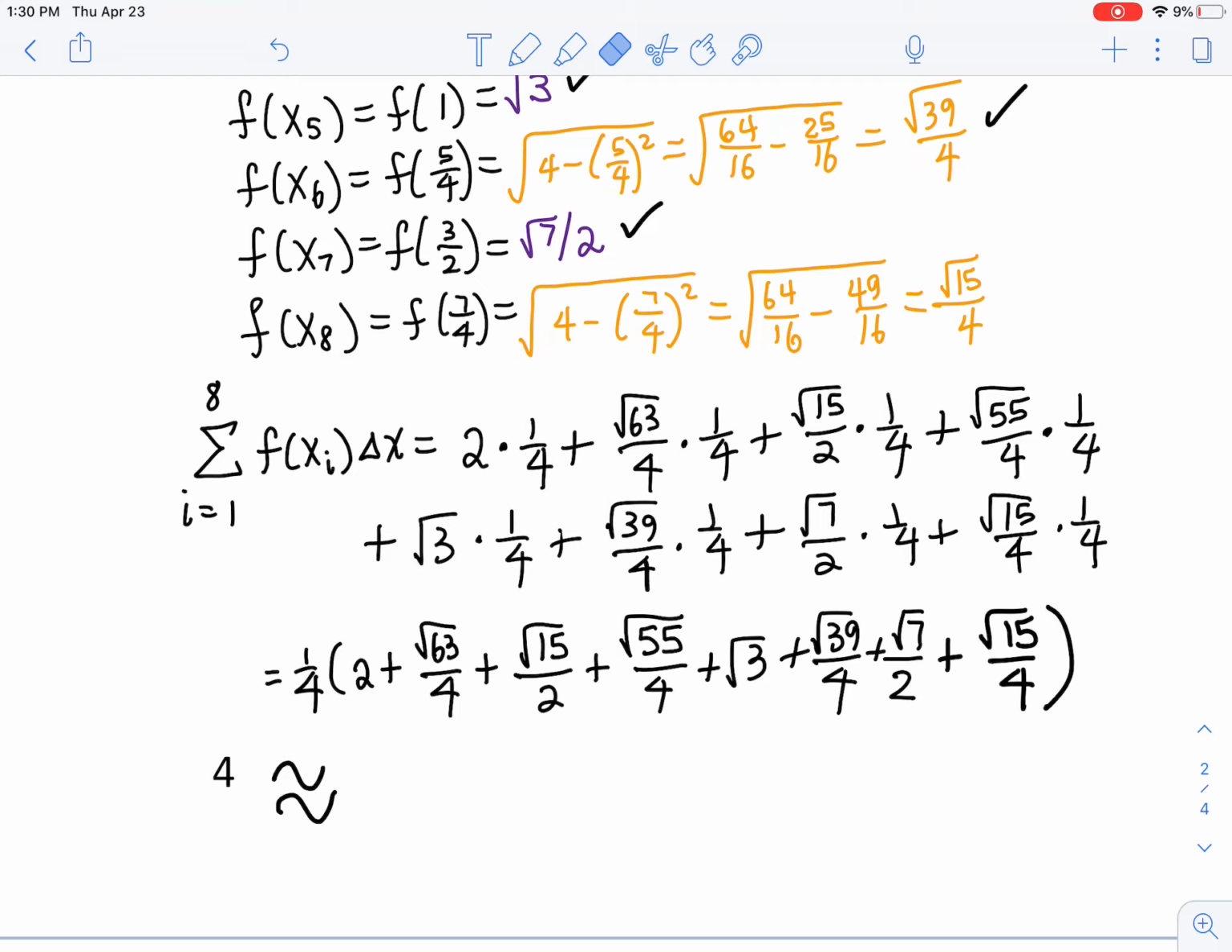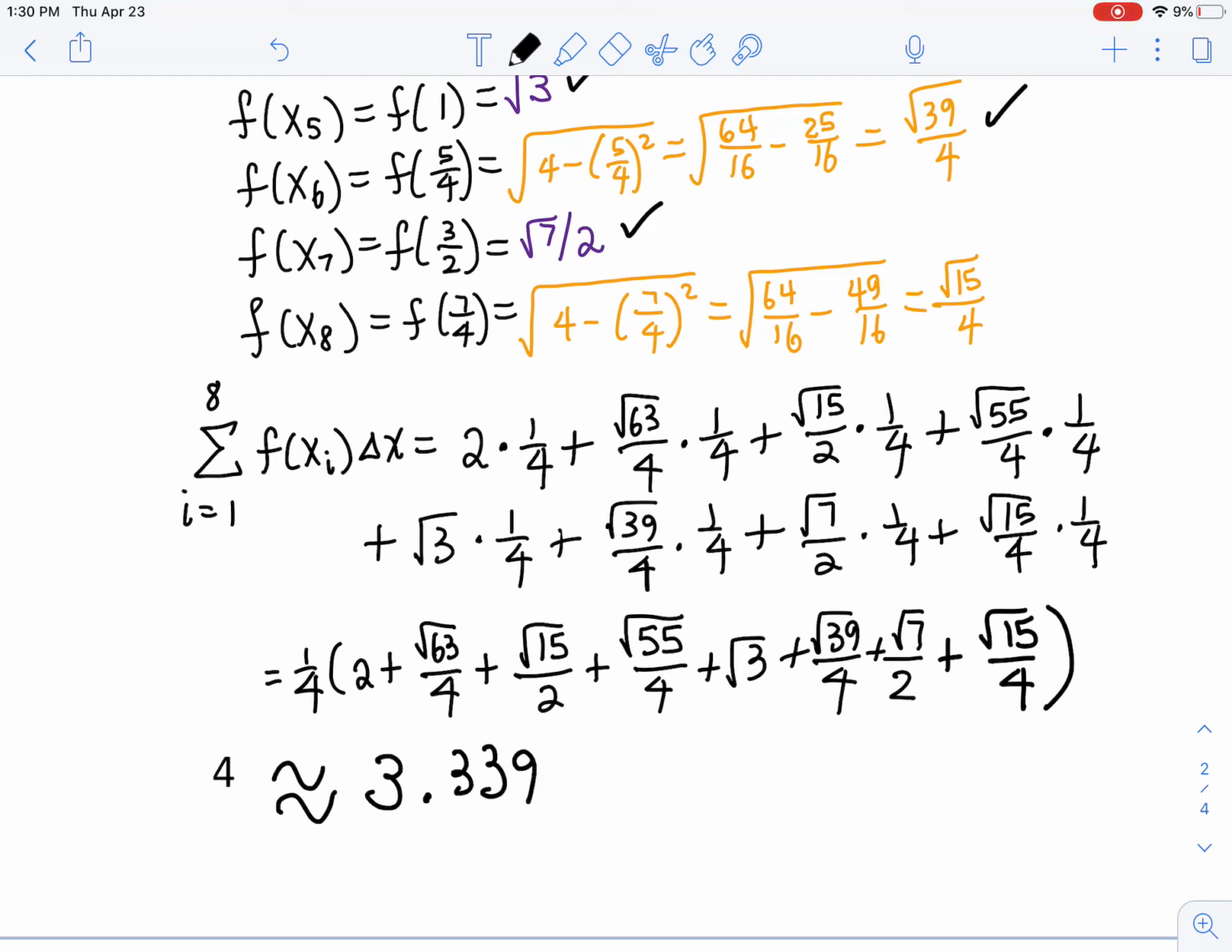And don't worry, the daily problem that you're doing for me, you're not doing 8 rectangles. I think you're doing like 5 rectangles. Not that bad, right? 15 over 2 plus square root of 55 over 4 plus square root of 3 plus square root of 39 over 4 plus square root of 7 over 2.